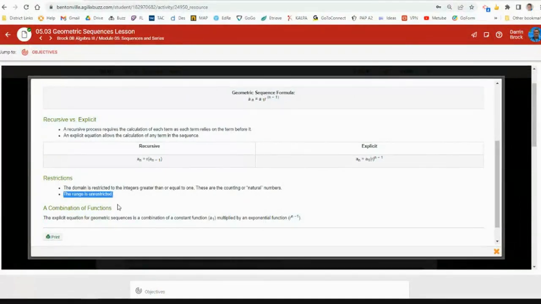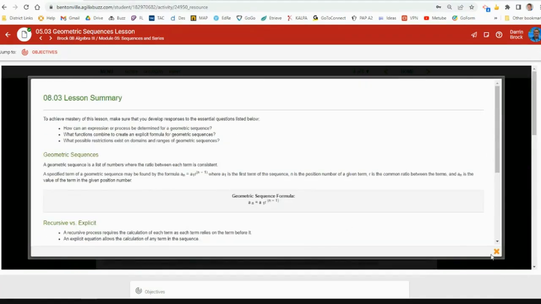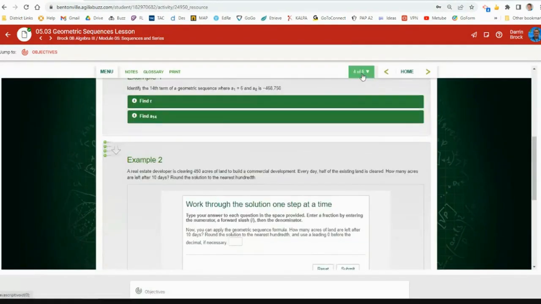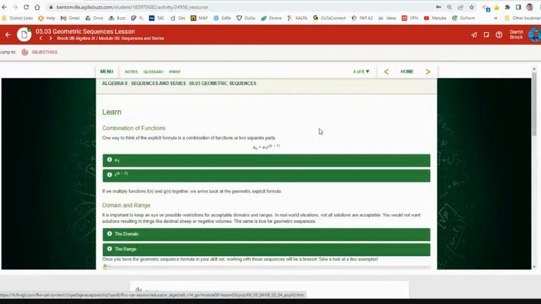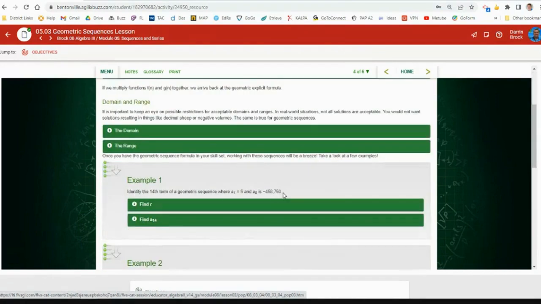So this is a combination of functions, because we're taking the constant function a1 and multiplying it by the exponential function r to the n minus 1. That's pretty much the summary of the lesson. You can go through it, it's got lots of different examples and explains things in a little more detail than what I did. I was just giving you some extra examples.